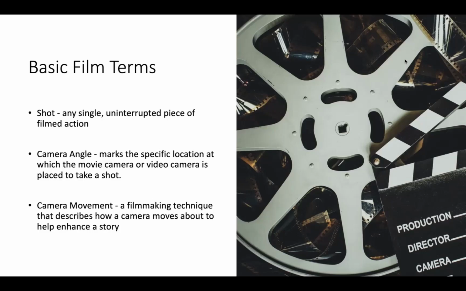Now, to begin with, there are a few basic film terms that you should probably know about. Some of them we've talked a little bit about, some of them are new. The first one is a shot. And this could be said as a shot or a camera shot. Basically, it's any single uninterrupted piece of filmed action. Now, when you put different shots together, you get sequences. We're going to talk about that here in a minute. But basically, it all starts with one shot.